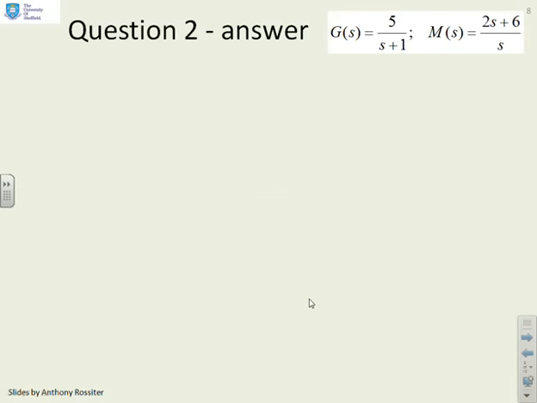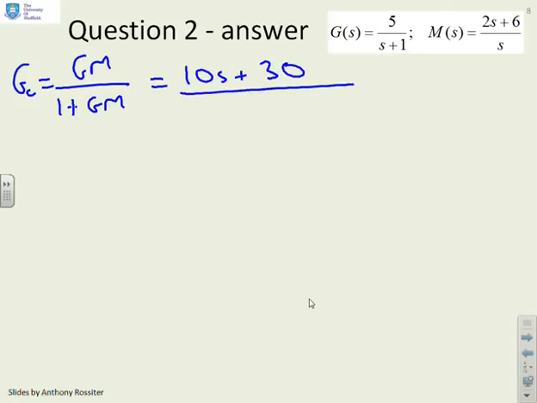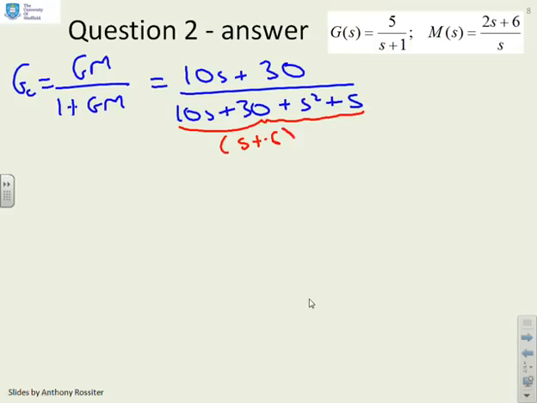Alright, first thing to do then is look at what we've been given. So I'm going to calculate Gc equals GM over 1 plus GM, and in this particular case I get (10s + 30) divided by (10s + 30 + s squared + s). Now, I want to look at this closed loop pole polynomial, and if you expand this out, you'll see this is given as (s + 6)(s + 5).